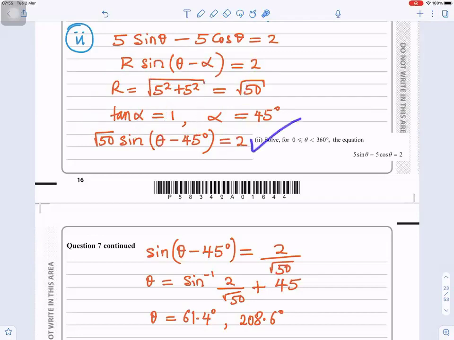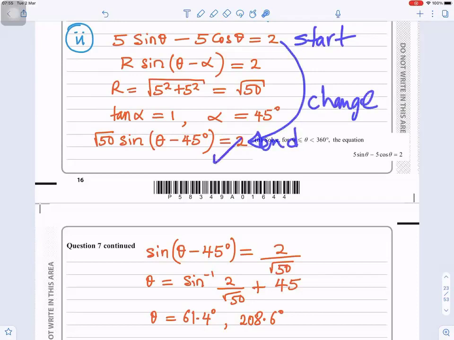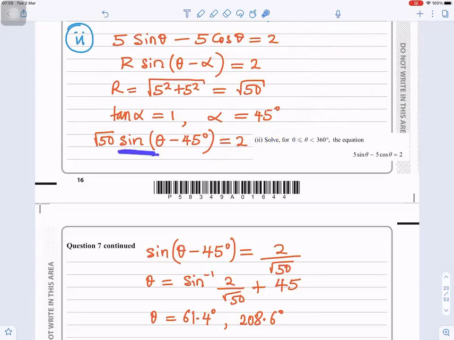Now we can solve it. So what we have done, this is where we start, and this is where we end. So we have changed it to this form. Why did we change it? Because we can now solve this. It has only sine. Before it had sine and cosine. We cannot solve it when it has the two of them mixed, sine and cosine. We want it to have only sine. So we change it from that to that. Now we can solve it.